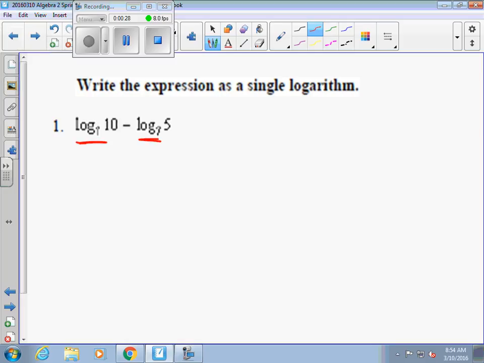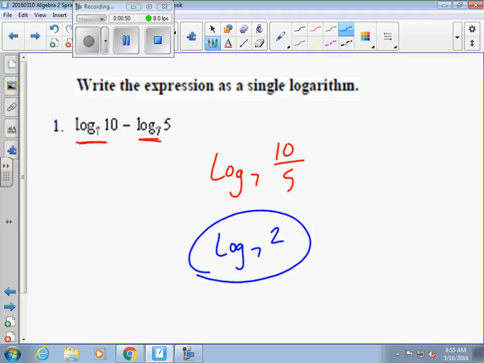Same base, log 7. You combine subtraction. Remember, it pairs with division. So this is going to turn out to be log base 7 of 10 divided by 5. So we can go one more step past that because we know what 10 divided by 5 is. It's log base 7 still of 2. There it is written as a single logarithm.